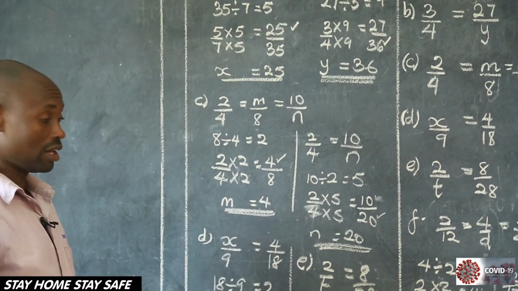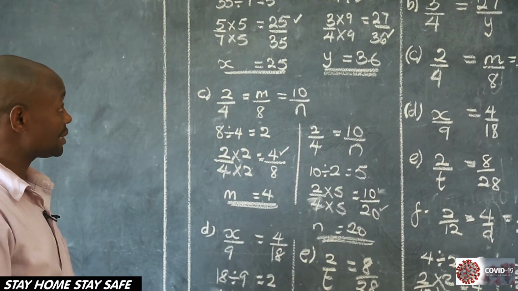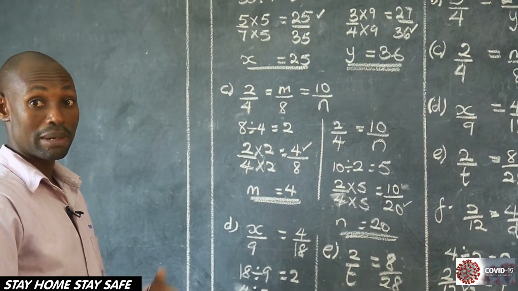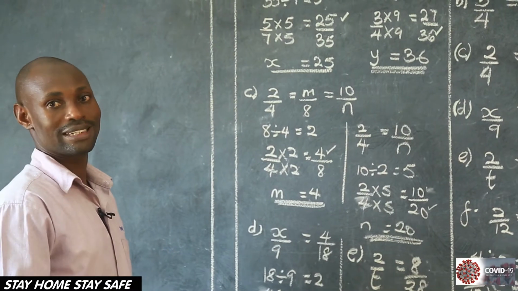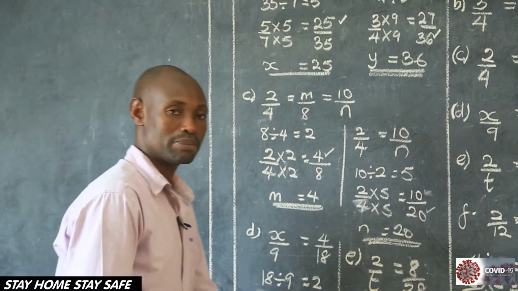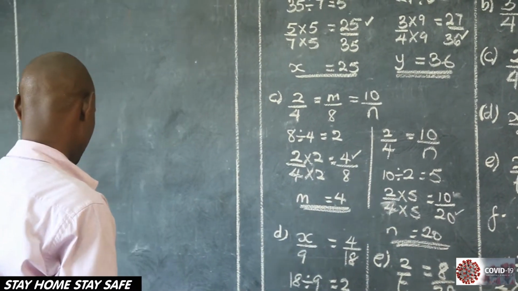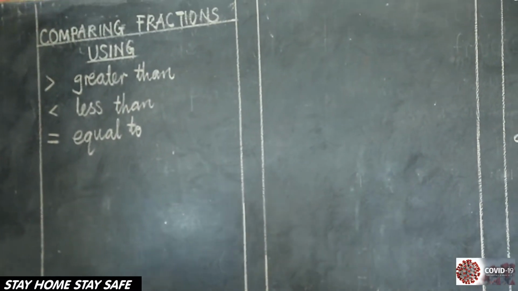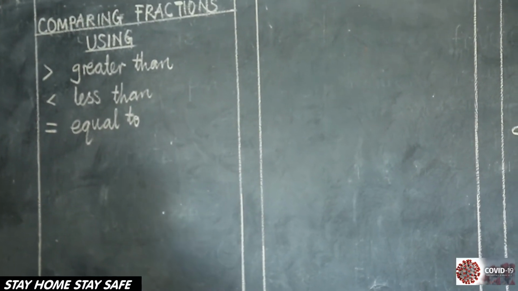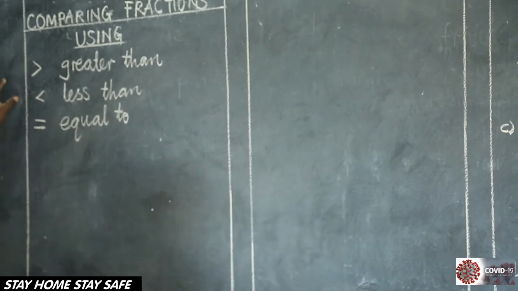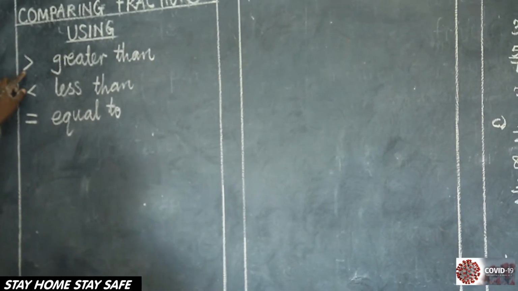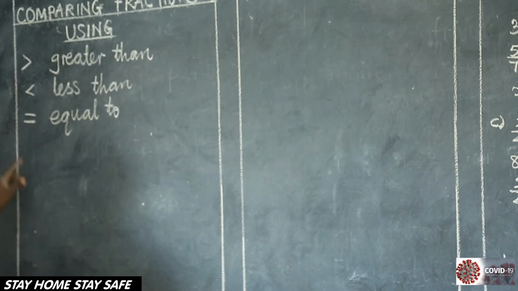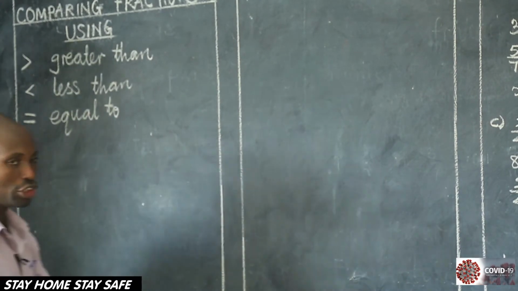And for those who have failed some few numbers, do corrections, but next time try to pay attention so that you can get the concept very well. So my dear learners, today we are going to look at comparing fractions using these symbols. We have a symbol of greater than, a symbol of less than, and a symbol of equal to.